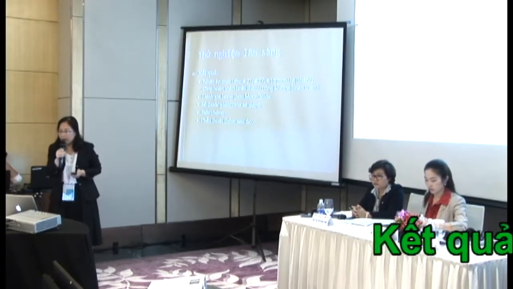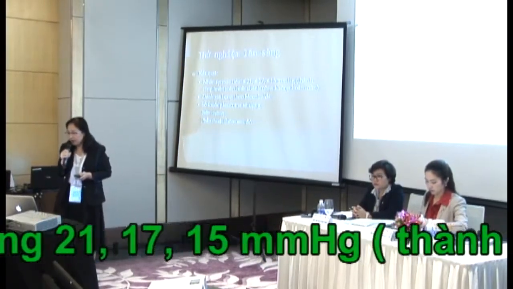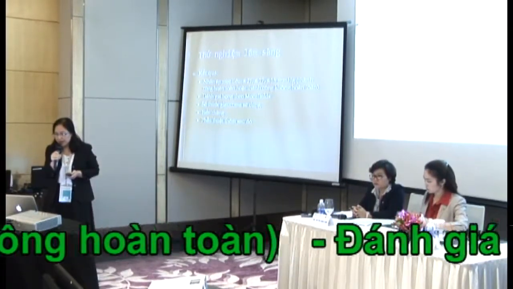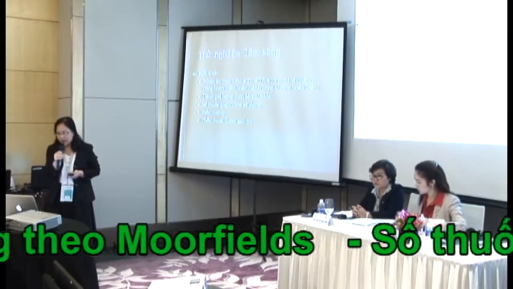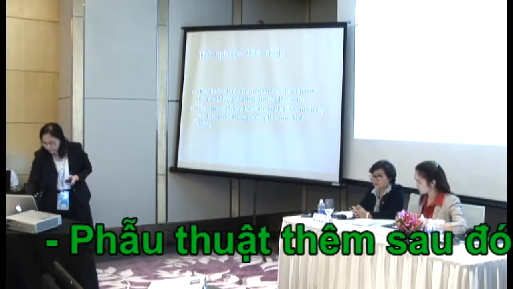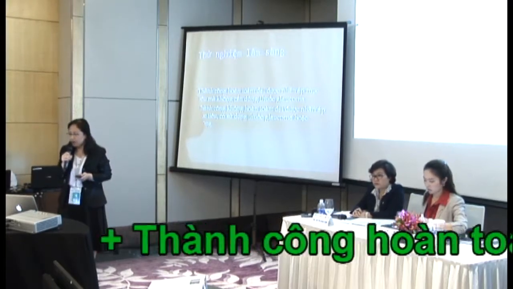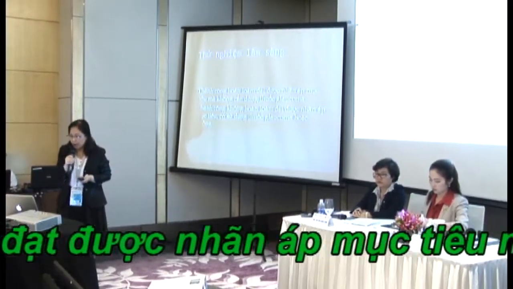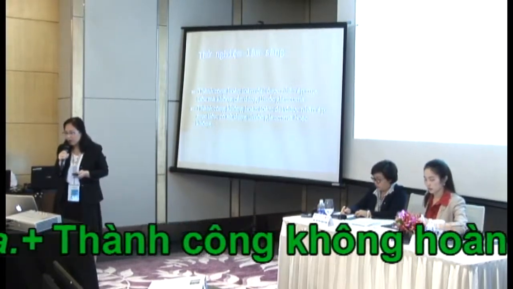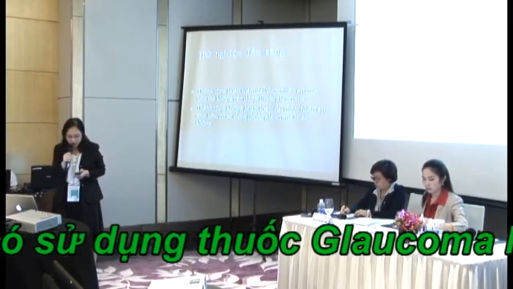The main outcomes include IOP equal to or under 21, 17, and 15 millimeters of mercury, morphology, bleb grading system, number of glaucoma medications, complications, and post-operative adjunctive procedures. We define complete success as the endpoint IOP without anti-glaucomatous medication, and qualified success as the endpoint IOP regardless of medication.